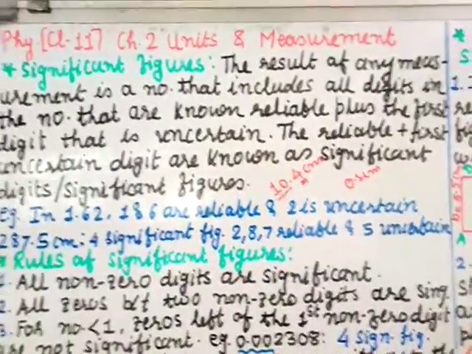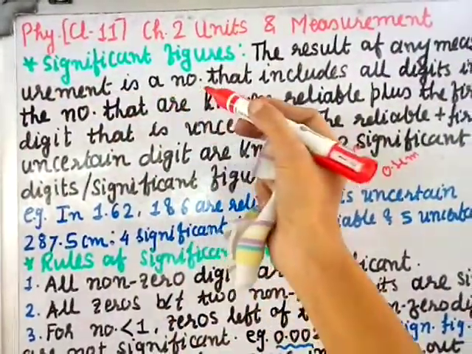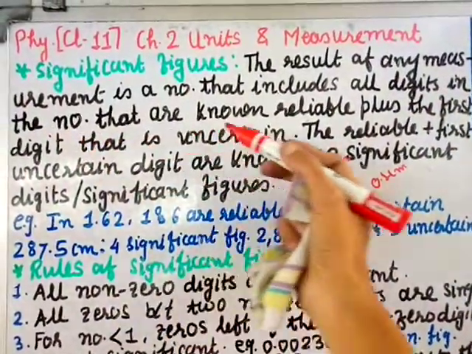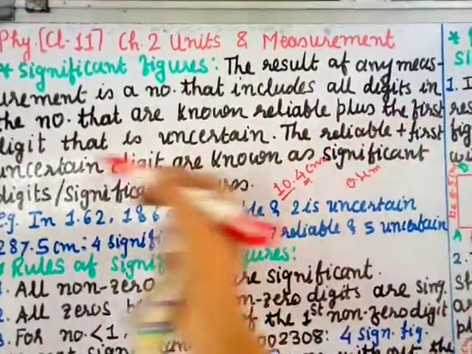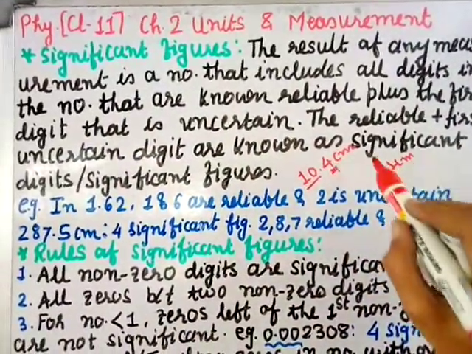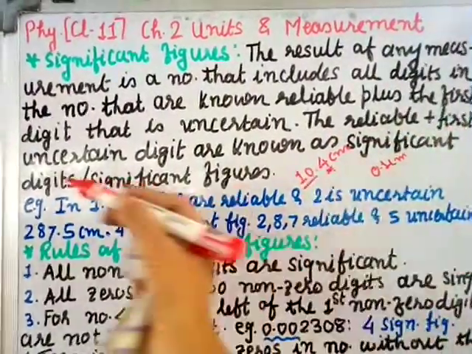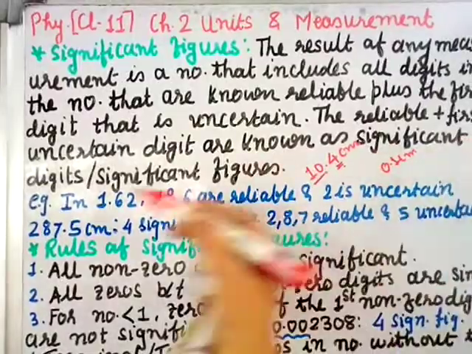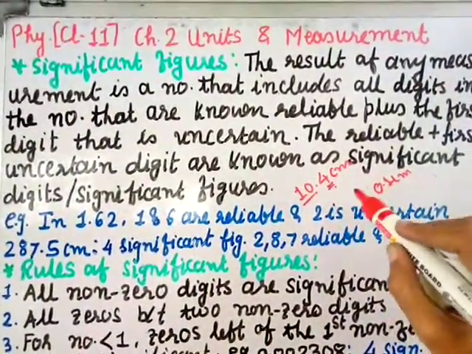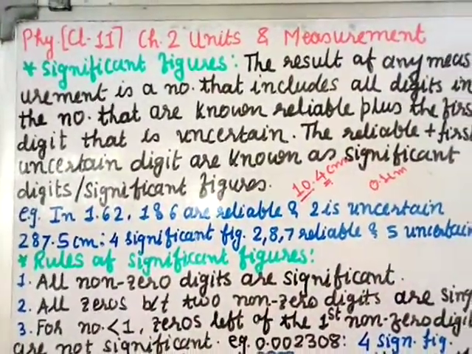Now let us define the significant figures. The result of any measurement is a number that includes all digits in the number that are known, reliable, plus the first digit that is uncertain. So in this, 1 and 0 are reliable and the 4 is unreliable or uncertain. The reliable digits plus the first uncertain digit are known as significant digits or significant figures. Together these three are called significant figures or digits, 1, 2 and 3. All these 1, 0, 4 are significant figures.